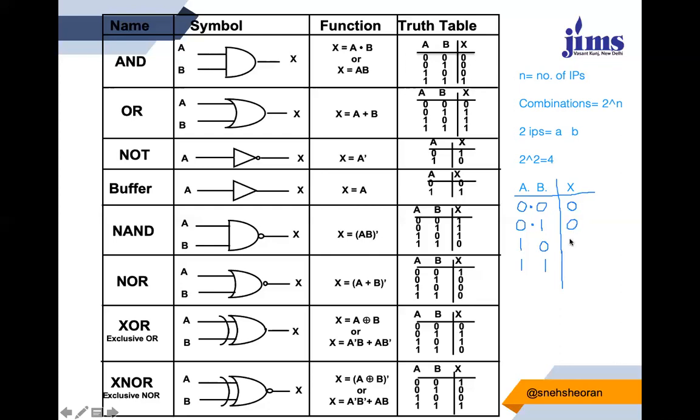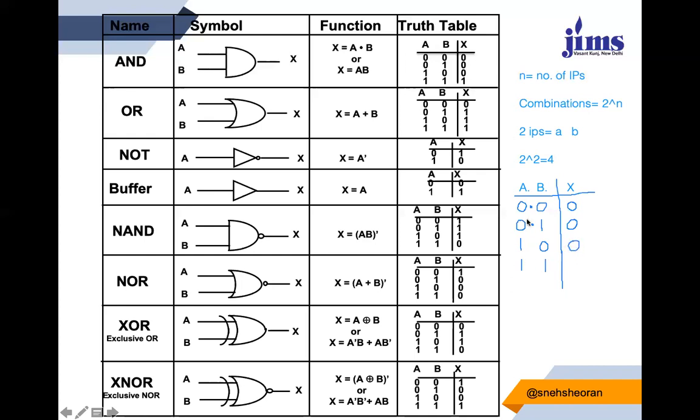In simple words, in basic mathematics, we always say that anything multiplied by 0 is always 0, right? So we are following a similar pattern here. Anything multiplied by 0 is always going to be 0. So in the third case, when A is high and B is low, again X is going to be low, which is 0.